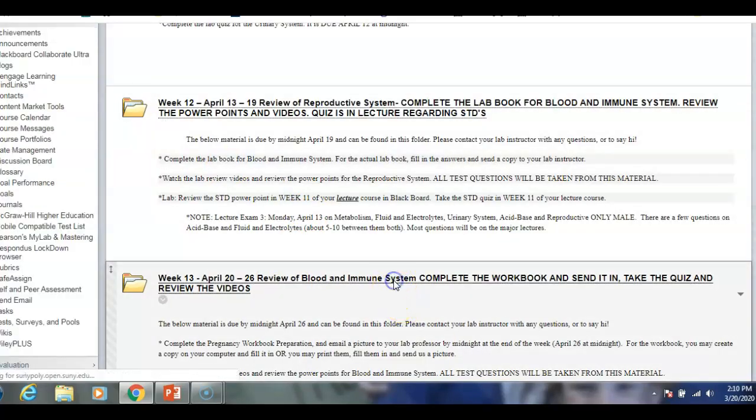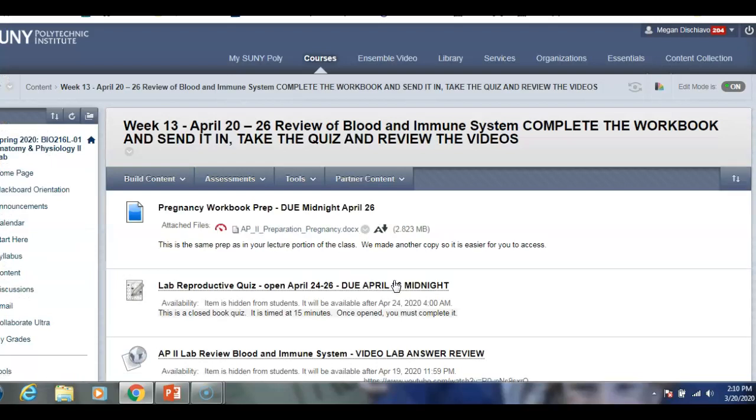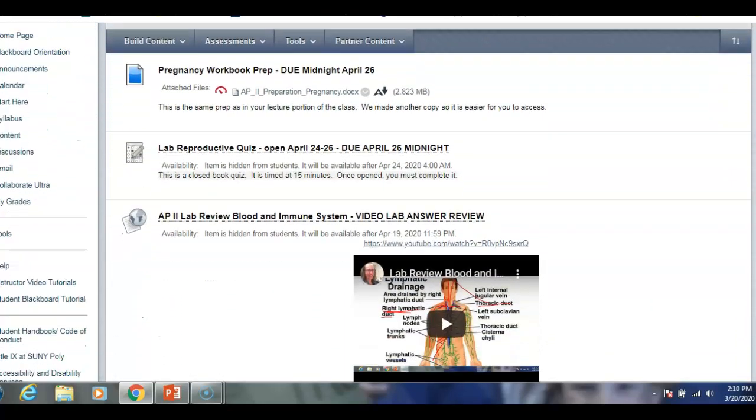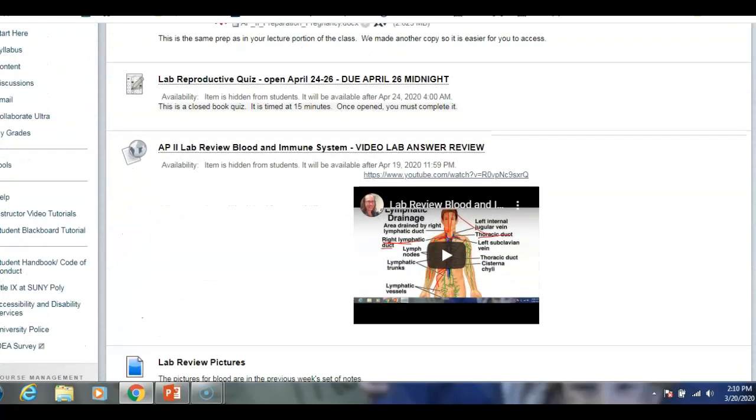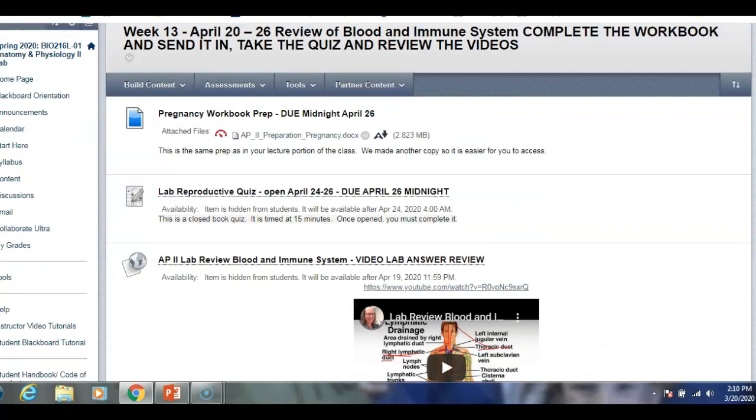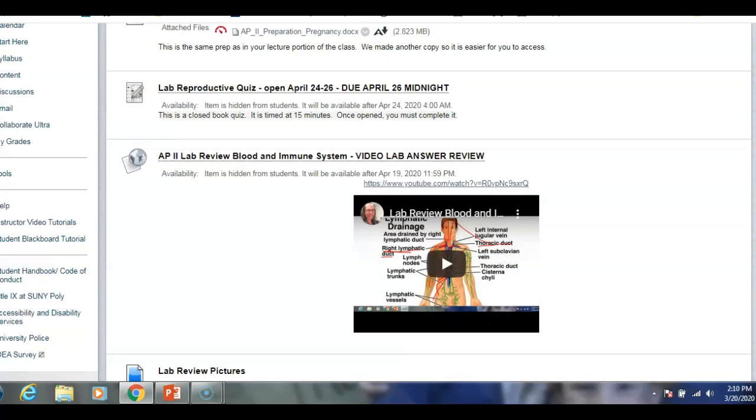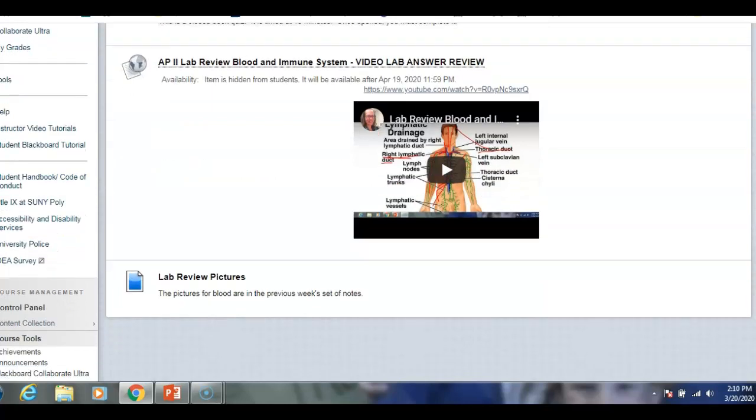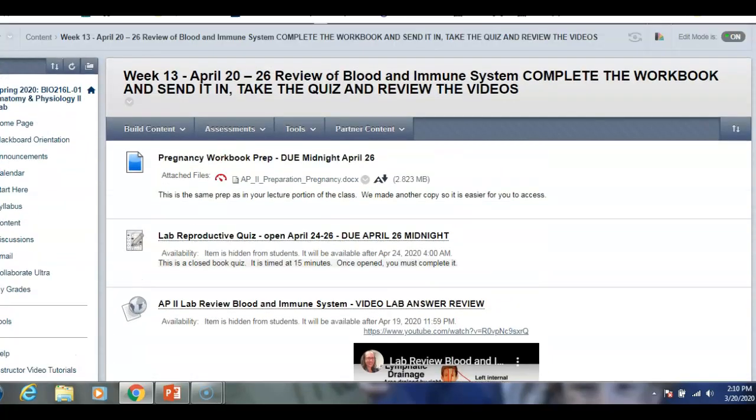Week 13, you have your pregnancy prep due April 26th. The lab reproductive quiz is due April 26th at midnight. Once again, Friday to Sunday. Here is the blood and immune system review that will open April 19th because that is when your books are due. There are no pictures in here because they're from the previous week.